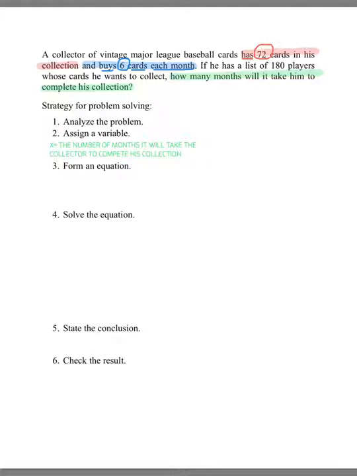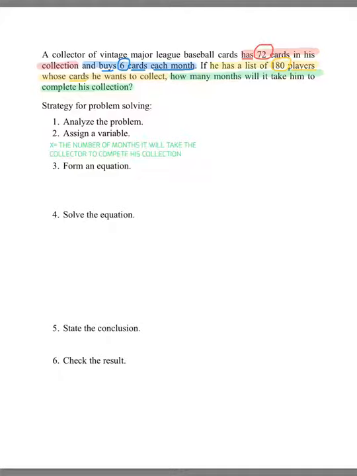If he has a list of 180 players whose cards he wants to collect, so we know that he has a list of 180 players whose cards he wants to collect. So that's his goal. He has a goal of 180 players' cards. So it seems like we have all the information that we need. So now let us go ahead and form our equation.